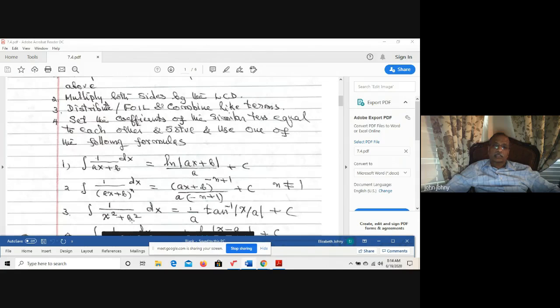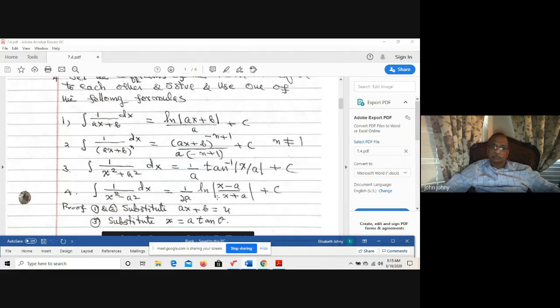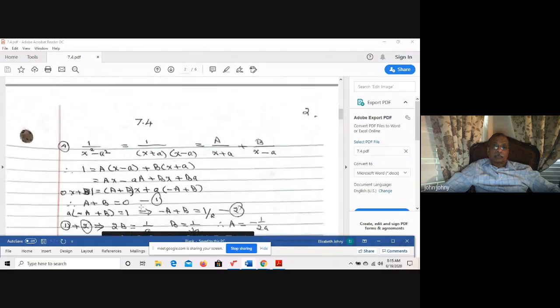3. The integral of 1 over x squared plus a squared dx. The answer is 1 over a tan inverse of x over a. We have seen that in one of the previous sections. And the fourth one, we are going to solve this problem, because the denominator is factorable. So here is the proof of that.